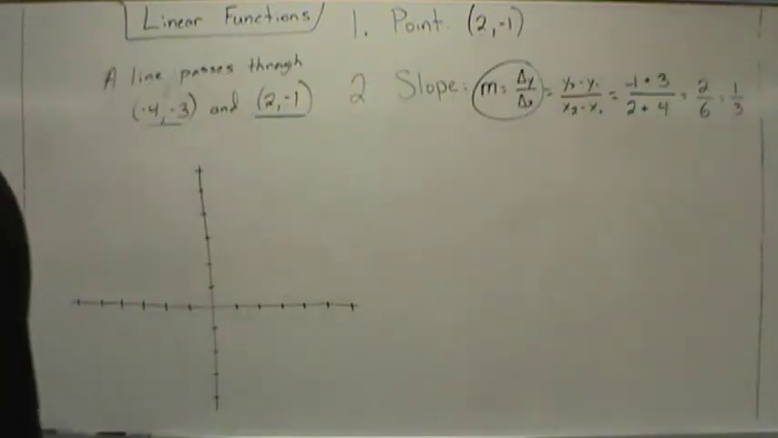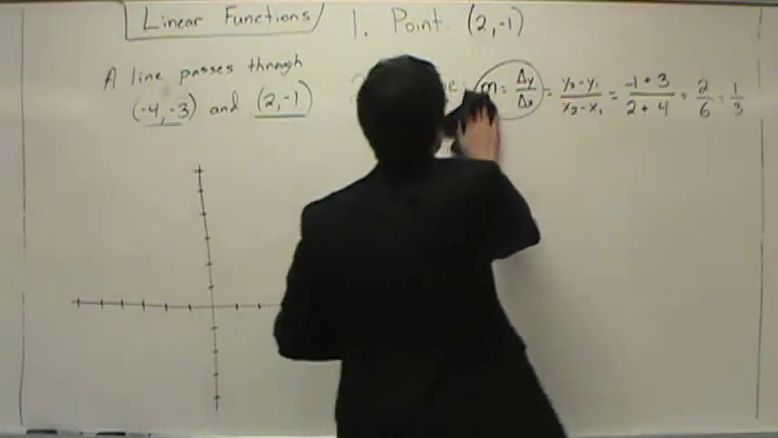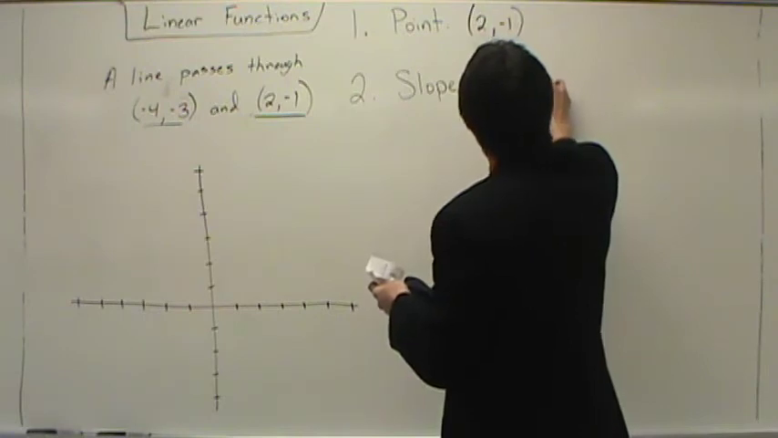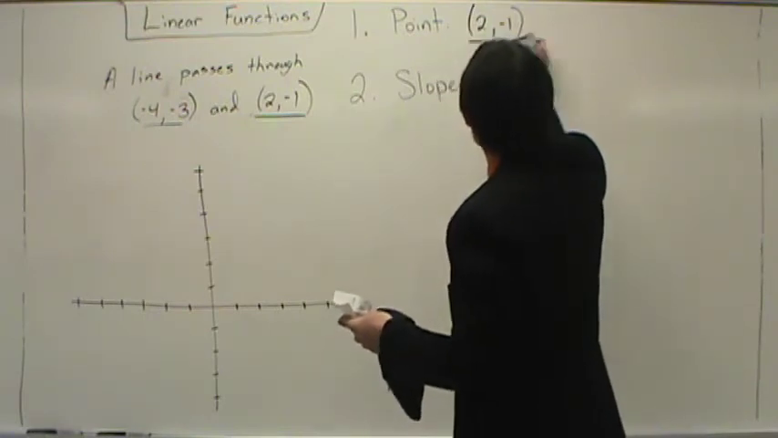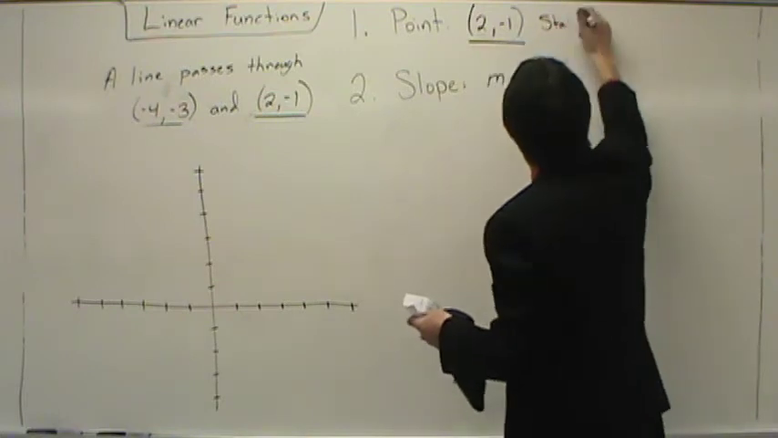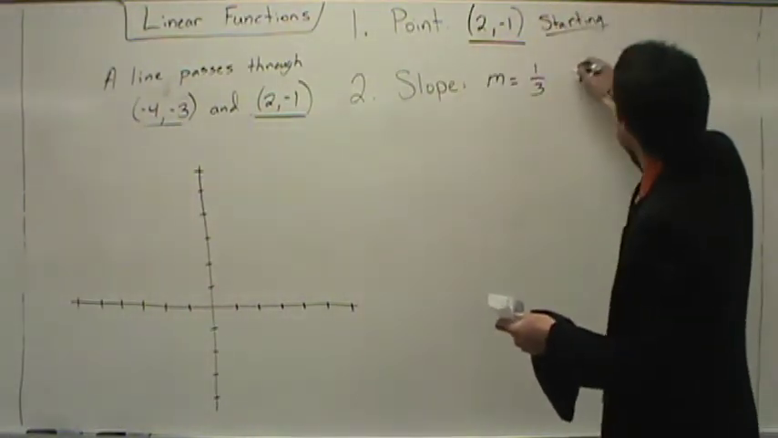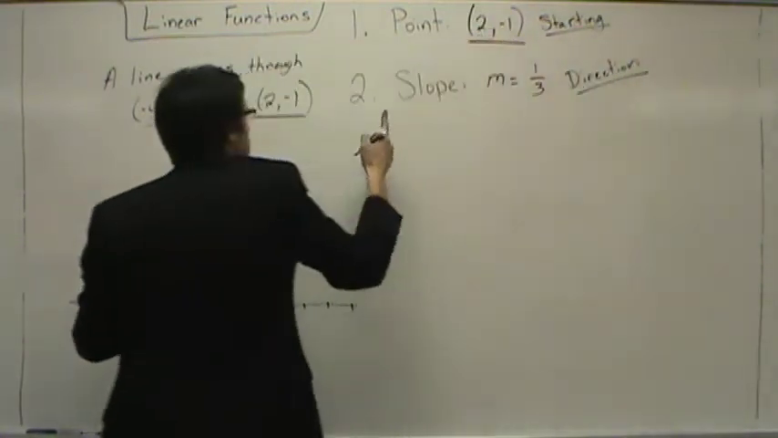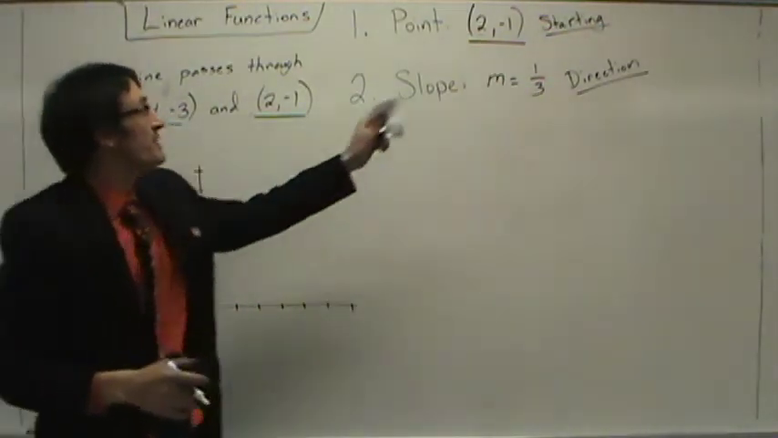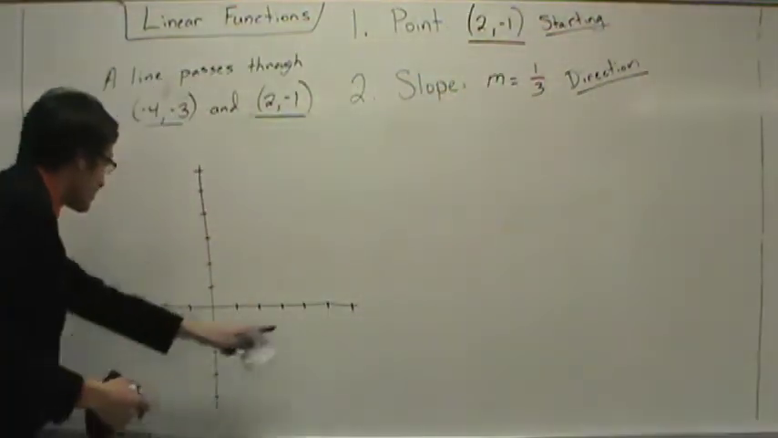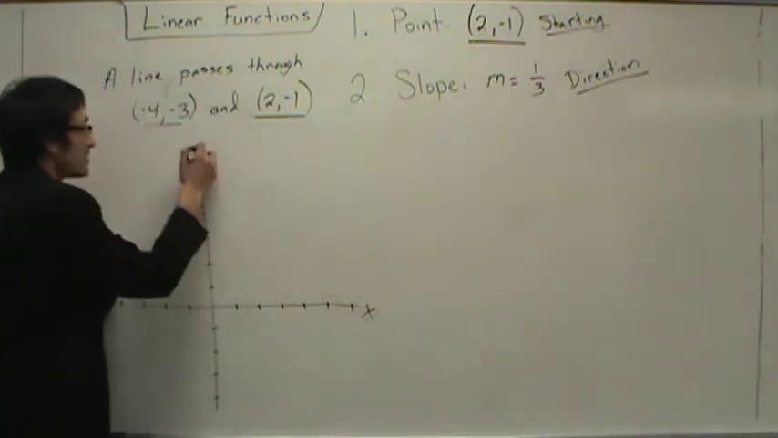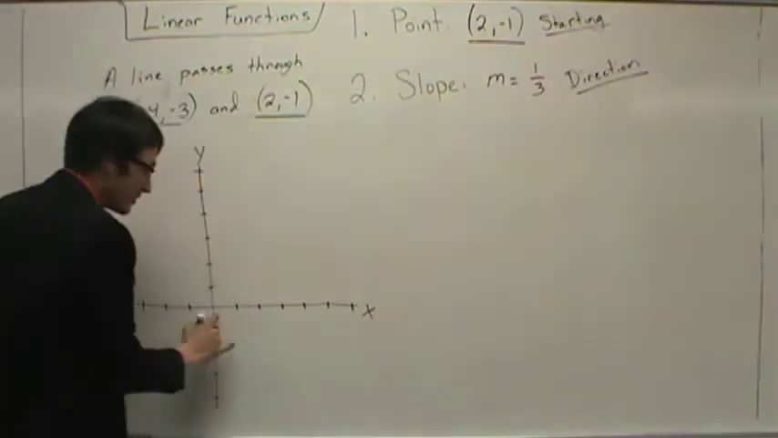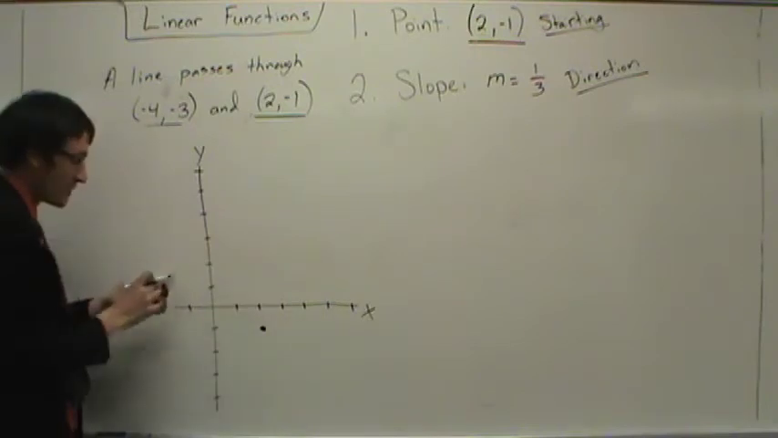Now, m equals, or our slope is 1/3. And now, let's graph our line. What do we use to graph the line? We use our starting position. The point is the starting position. And we use our direction. Starting with the point, 2 units to the right. Notice, do we have room to fit 2, negative 1? Yes, we do not have to change our scale. Again, this is your x-axis, this is your y-axis. Now, 2 units right, 1 unit down is here. And our slope is 1/3.